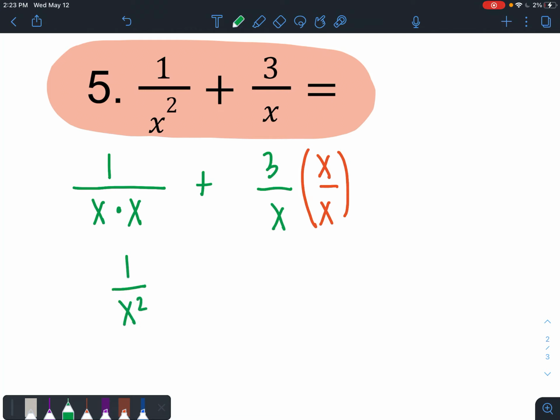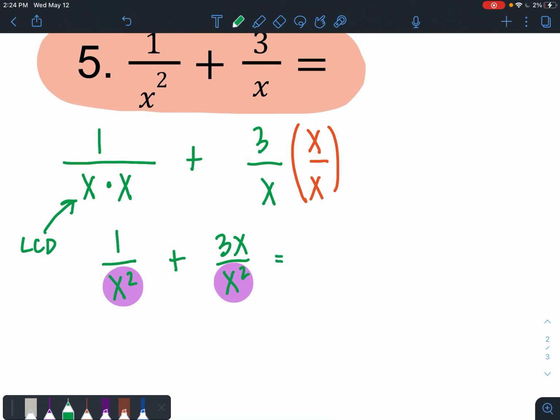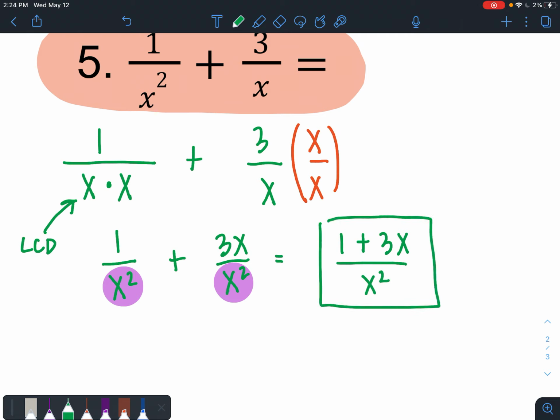So I have 1 over x squared plus 3x over x squared. So I have a common denominator. So we found what is called the least common denominator. So then I can add those two things together, and I get 1 plus 3x over x squared, and that's my answer because there's nothing else to factor.